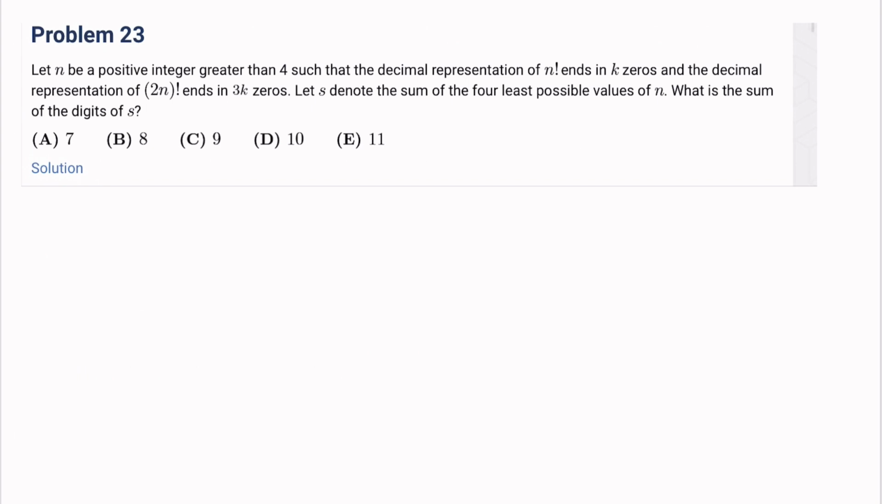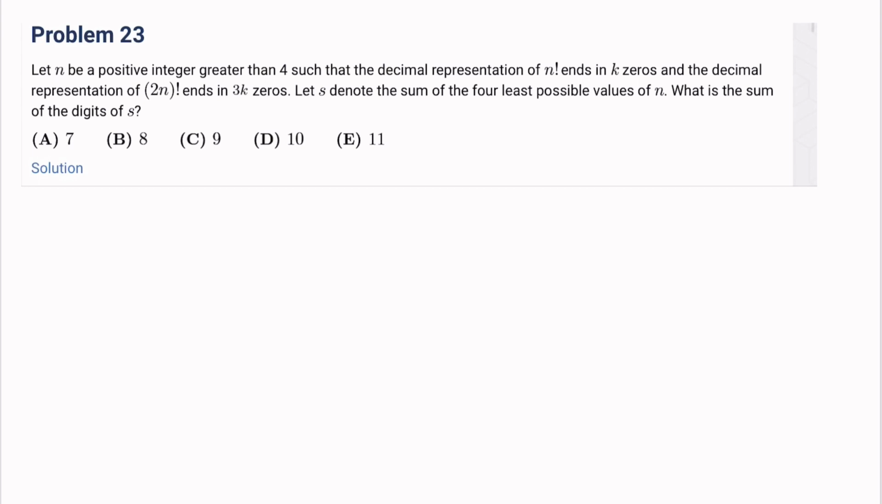Number 23, let n be a positive integer greater than 4, such that the decimal representation of n factorial ends in k zeros and the decimal representation of 2n factorial ends in 3k zeros. Let s denote the sum of the 4 least possible values of n. What is the sum of the digits of s?